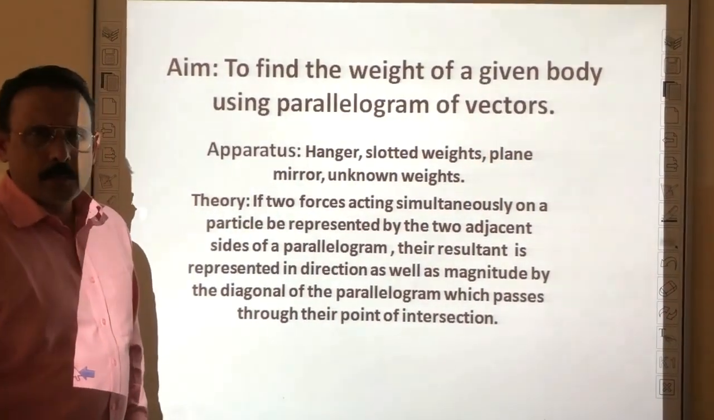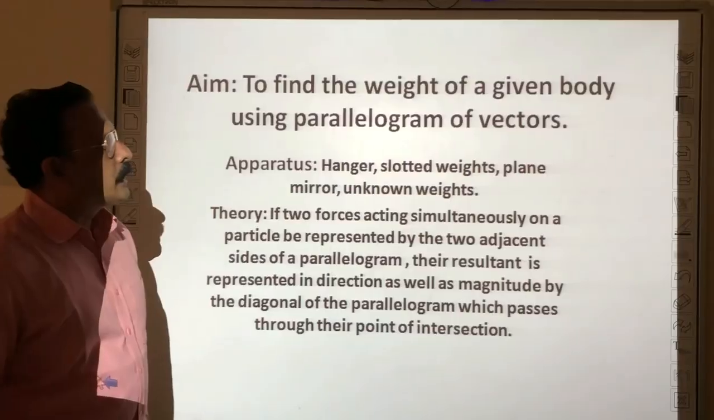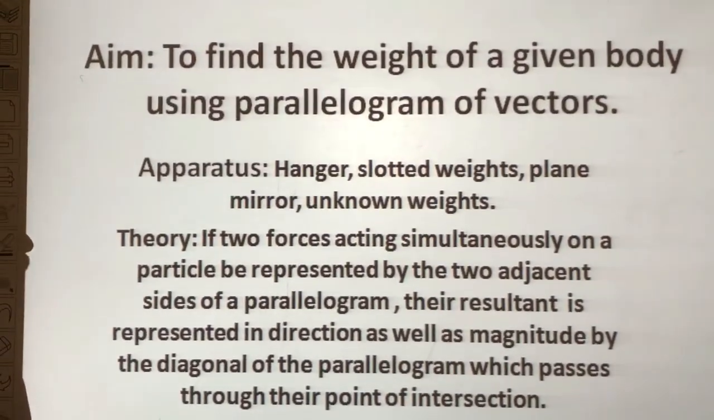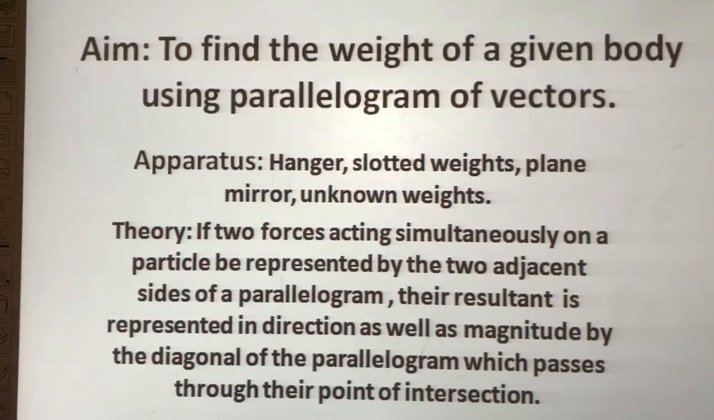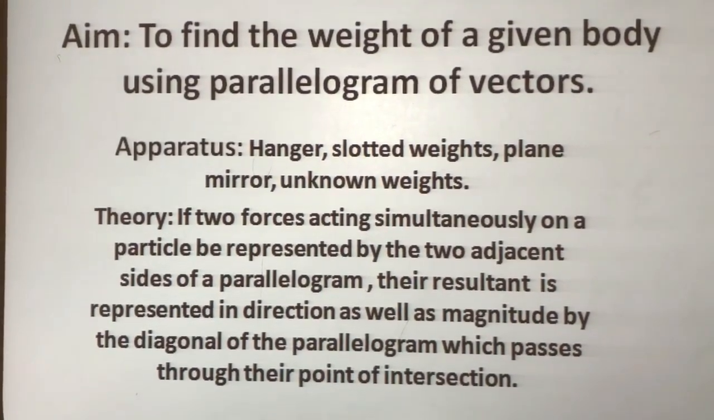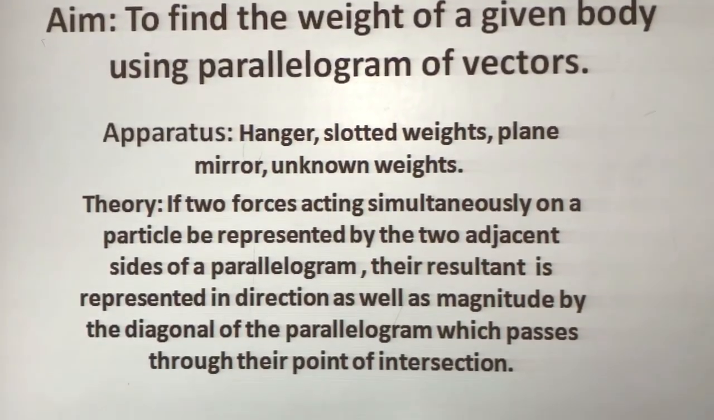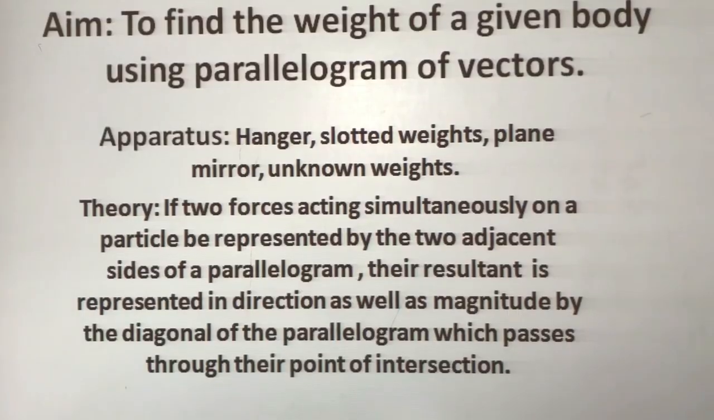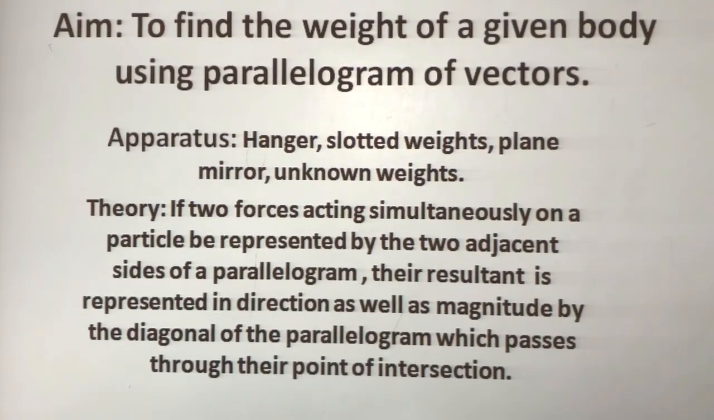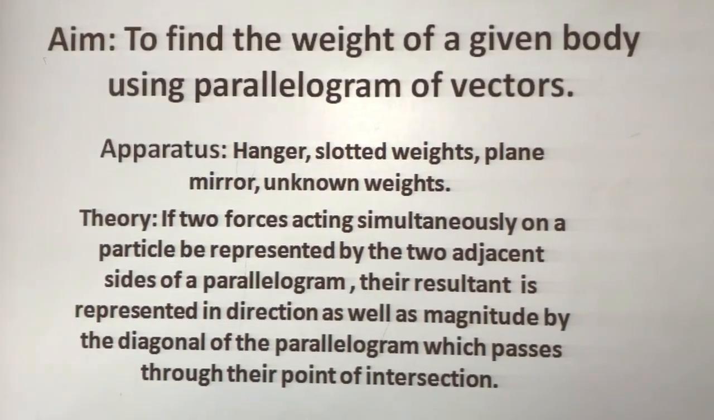Today we will be dealing with concurrent forces. The aim is to find the weight of a given body using the parallelogram of vectors. The theory is that if two forces acting simultaneously on a particle are represented by two adjacent sides of a parallelogram, the resultant is represented in direction as well as magnitude by the diagonal of the parallelogram which passes through the point of intersection.